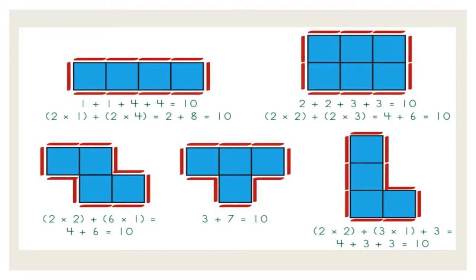Look at the tile arrangements shown here. The arrangements are different shapes, yet all of them have the same perimeter of 10 linear units. Sometimes different shapes may have the same perimeter, but have different areas. Only 4 of these arrangements have an area of 4 square tiles. Can you spot them?